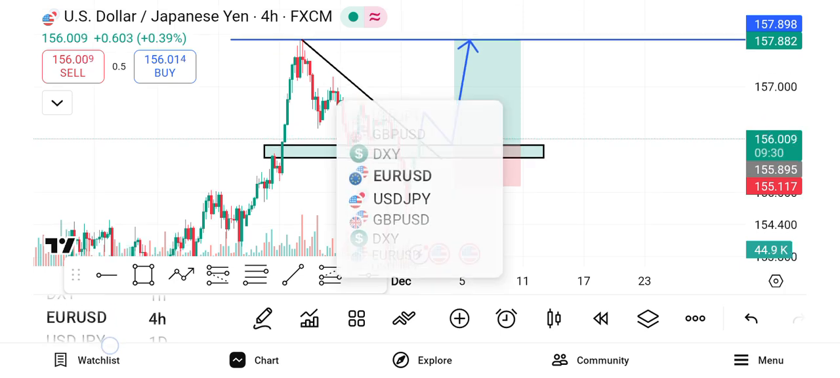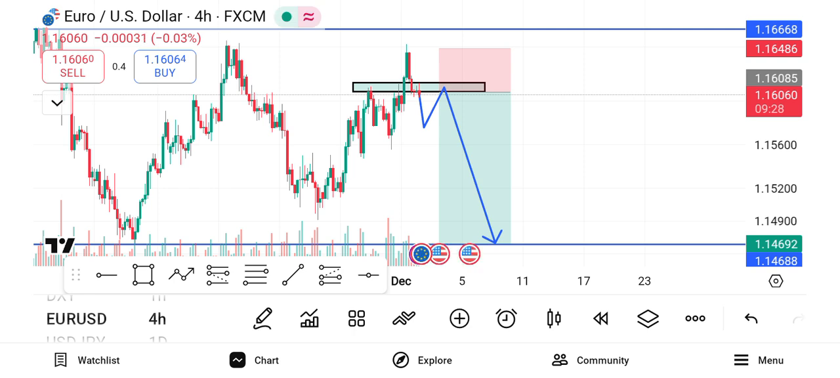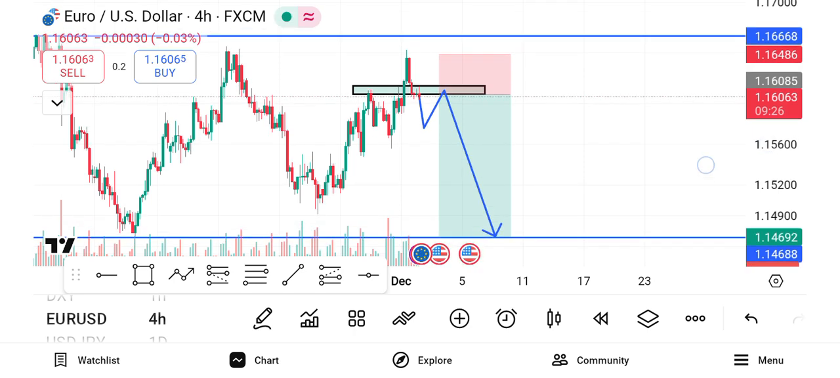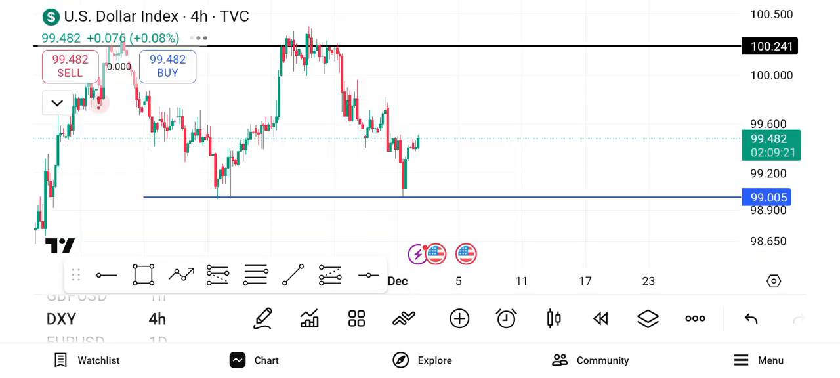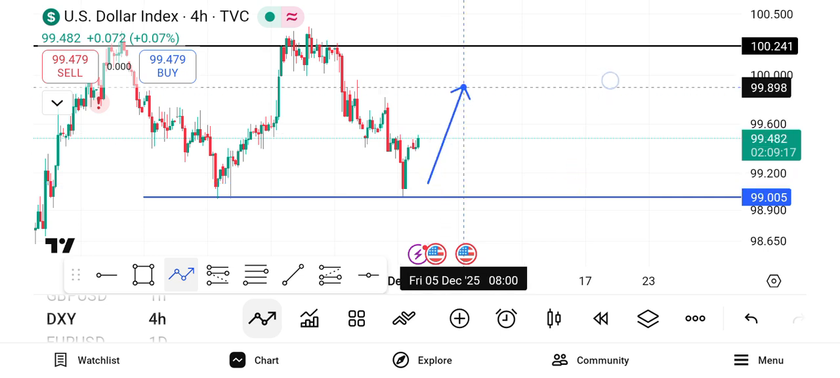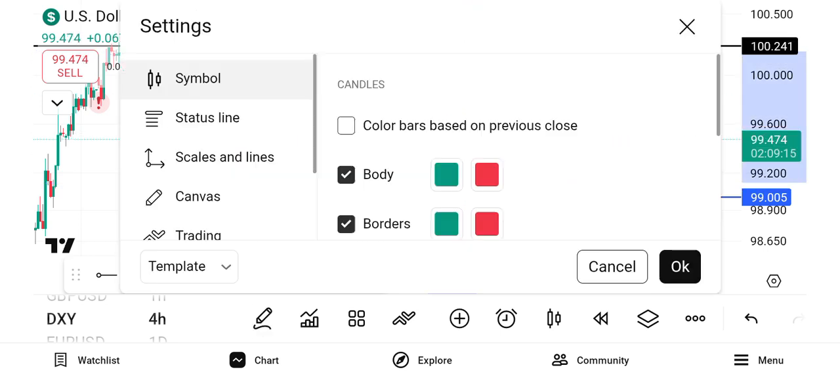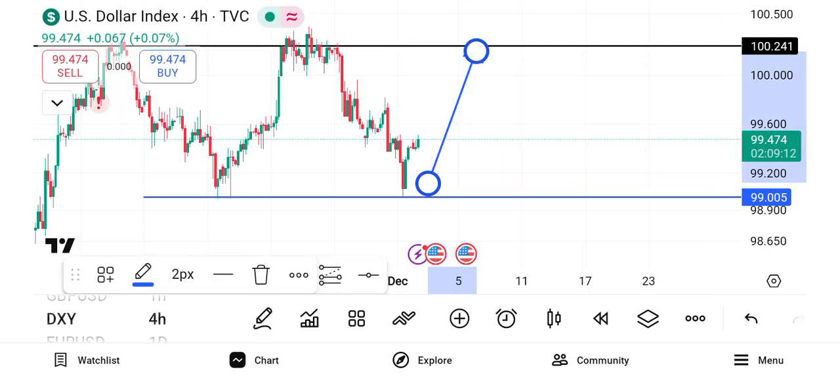So guys, I've been able to share two possible outcomes on two major pairs now. So I'm bullish for DXY.